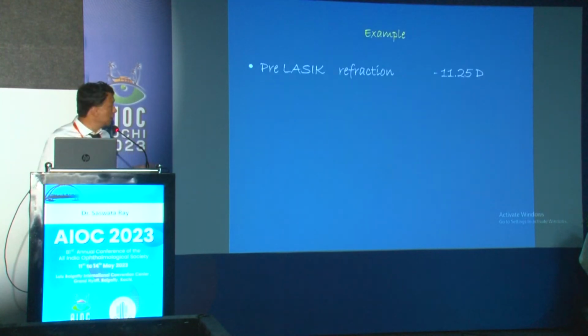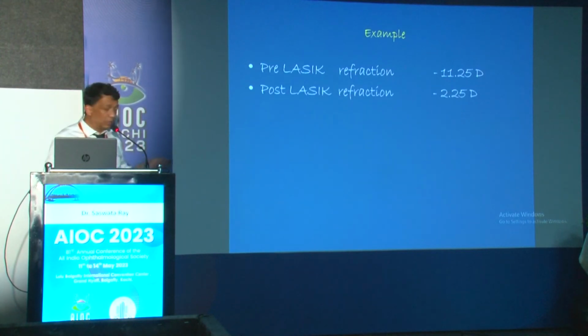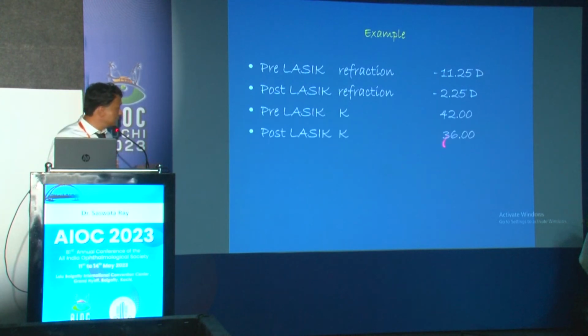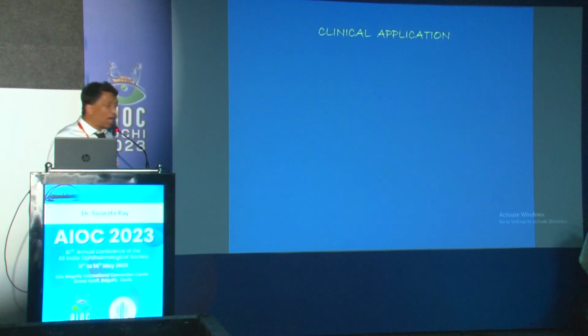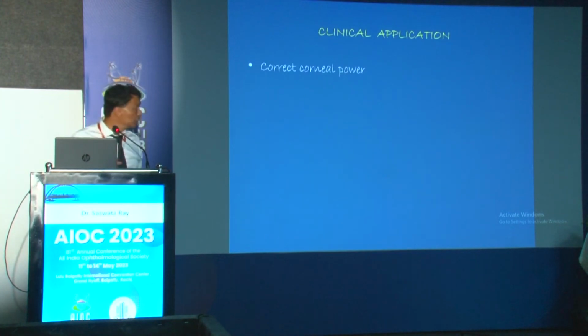Let me give an example. A pre-LASIK refraction of minus 11, a post-LASIK of minus 2.2. Many of us deal with this kind of refraction. Pre-LASIK keratometry is 42, but post is 36, and axial length of 28, AC depth of 3.5. And see how we apply this. And this is the IOL power from the online calculators. You don't have to do this.